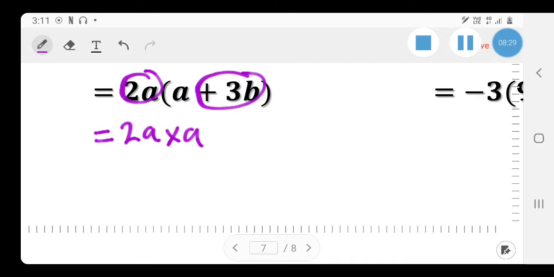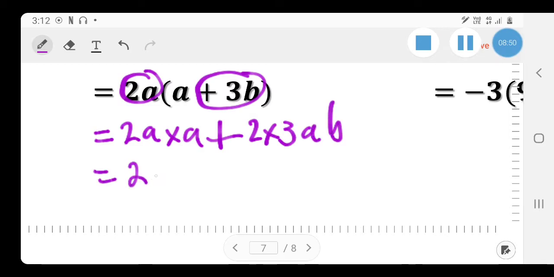Deal with the numbers first. So 2a times 3b. And it's a positive and a positive, so it's going to be plus. The 2 and the 3 we can put together. 2 times 3, ab. And we get 2a squared. A times a is a squared. Plus, well, 2 times 3 is 6. 6ab. Okay.